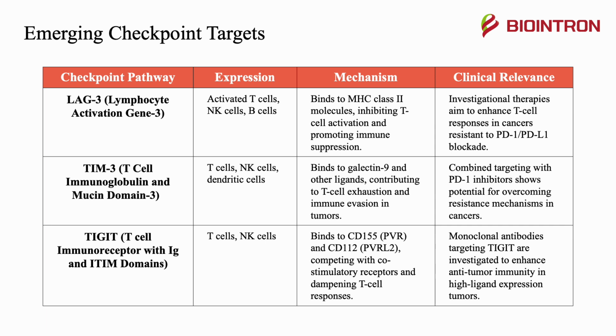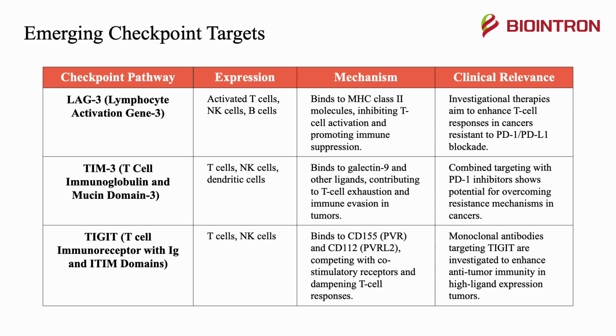TIM-3, T cell immunoglobulin and mucin domain 3, is expressed on T cells, NK cells, and dendritic cells. It binds to galectin-9 and other ligands, contributing to T cell exhaustion and immune evasion in tumors. Combined targeting with PD-1 inhibitors has shown potential for overcoming resistance mechanisms in cancers.